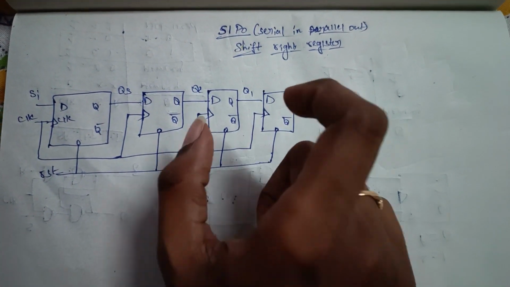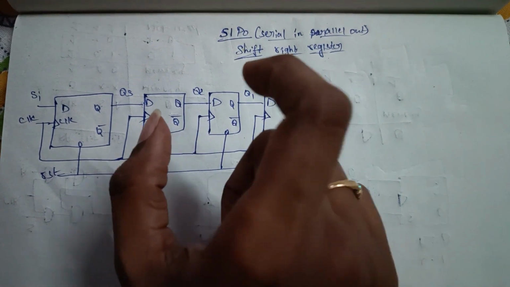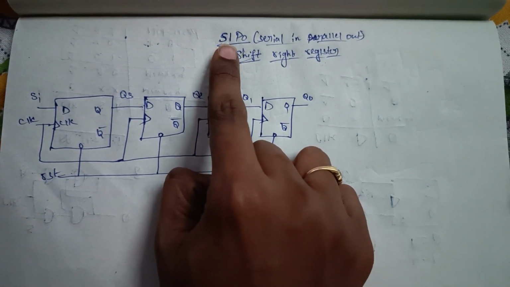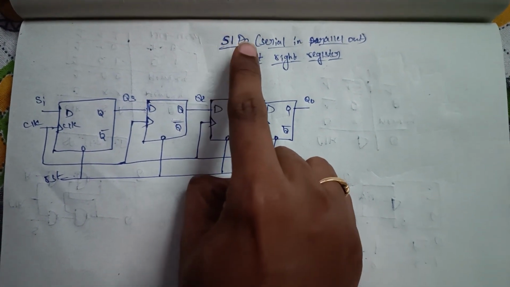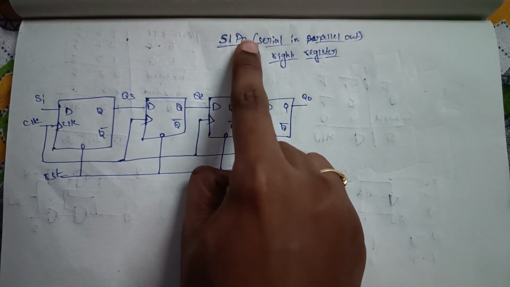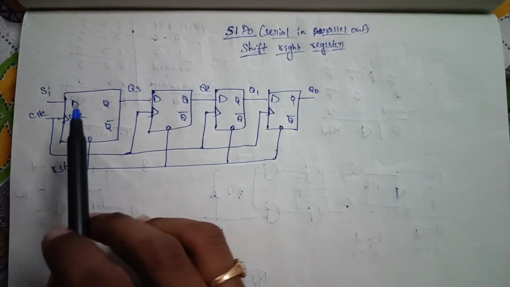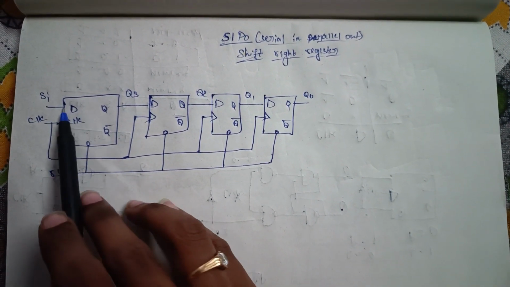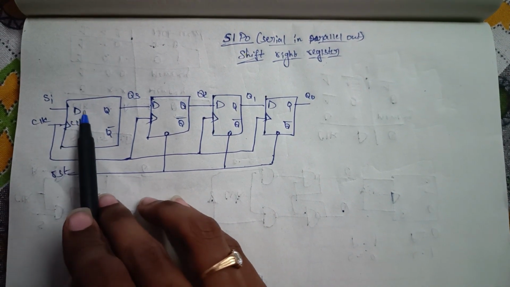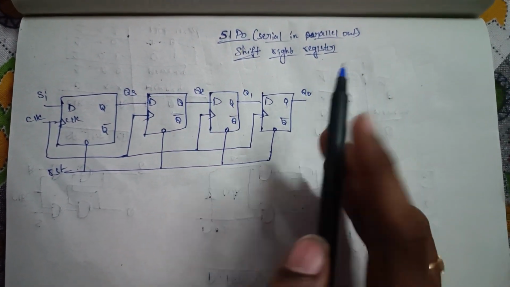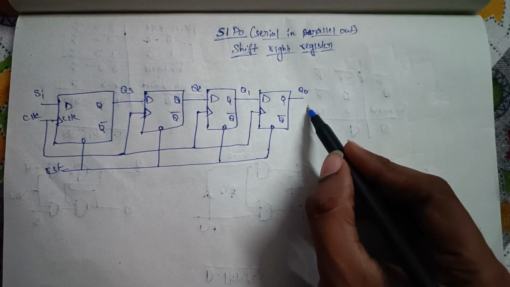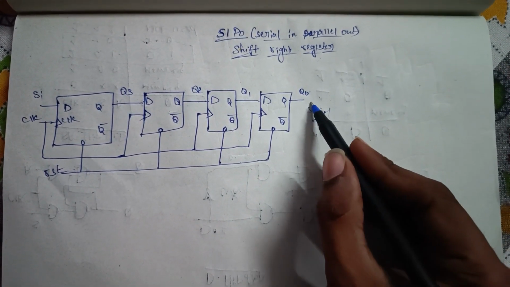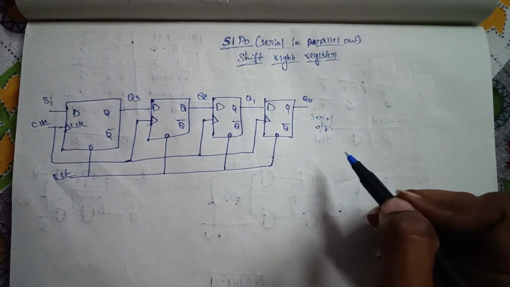The major difference between the serial in serial out shift register and the serial in parallel out shift register is that here we give the input in a serial manner and we get the output in parallel. That means in SISO, the input will be given bit by bit through Q3, Q2, Q1, Q0, and finally we get the serial output. Here also we will get it bit by bit.